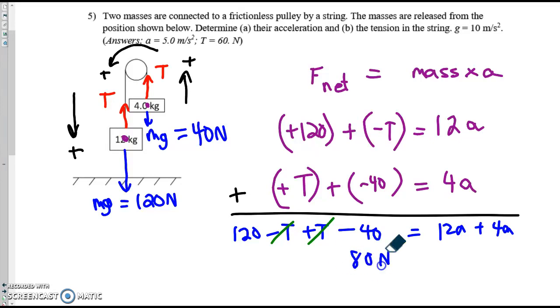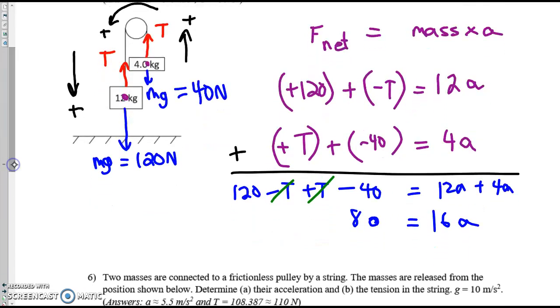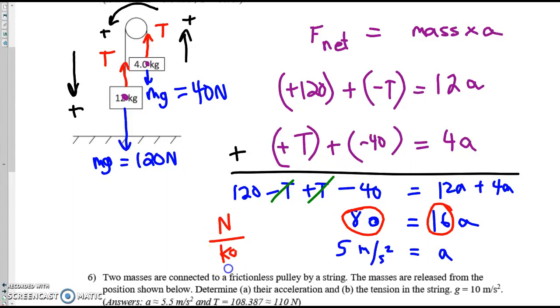I have 80 newtons. And on the right side, I have 12 kilograms times, I've got 16a. 80 equals 16a. I divide both sides by 16, and a comes to 5 meters per second squared. The 80 has units of newtons. This has units of kilograms, and a newton over a kilogram is a meter per second squared because a newton is nothing more than a kilogram meter per second squared. So we've taken out the kilograms.